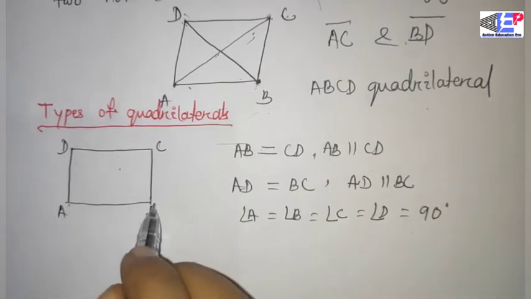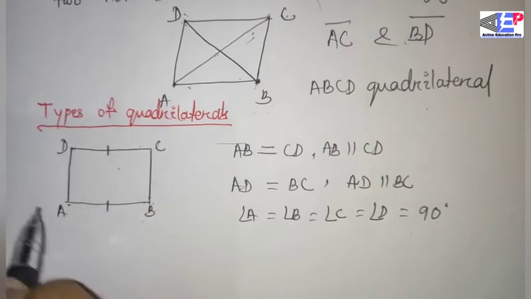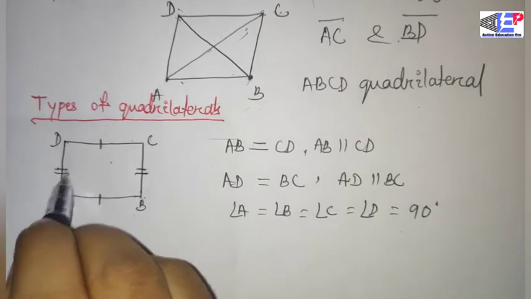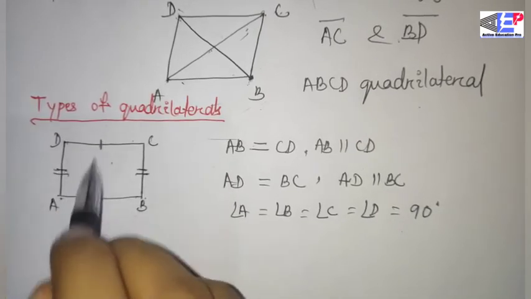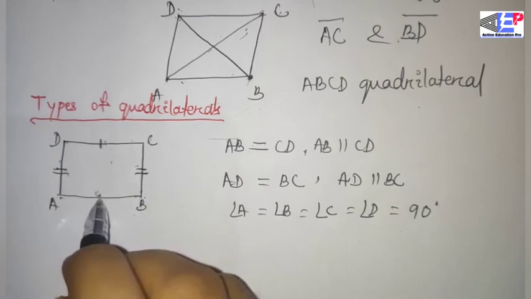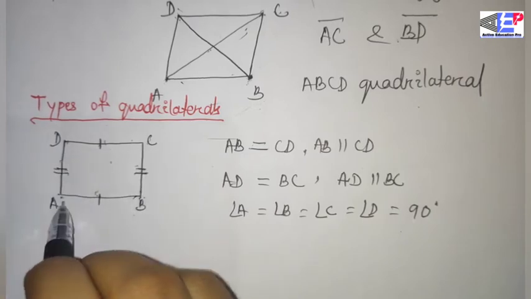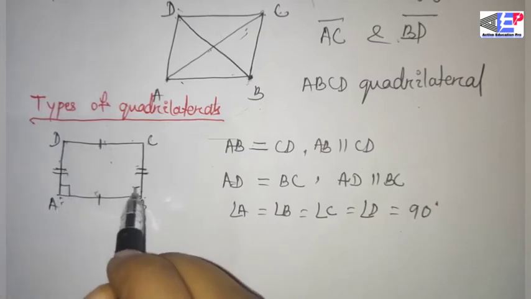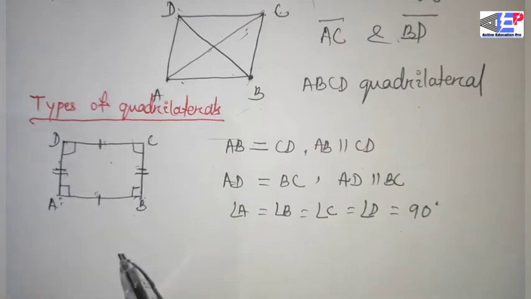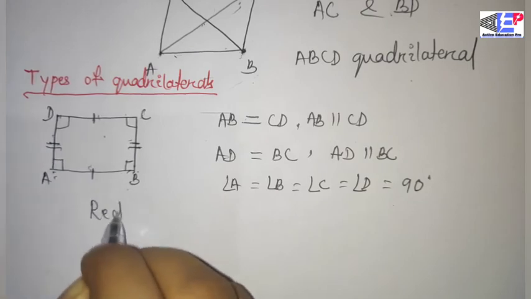Here AB and DC are equal in length, and similarly AD is equal to BC. Both pairs of opposite sides are parallel, meaning AB is parallel to DC and BC is parallel to AD, and each angle is 90 degrees. Each angle of this quadrilateral is a right angle. So the name of this quadrilateral is rectangle.